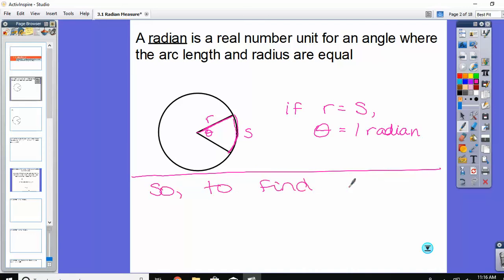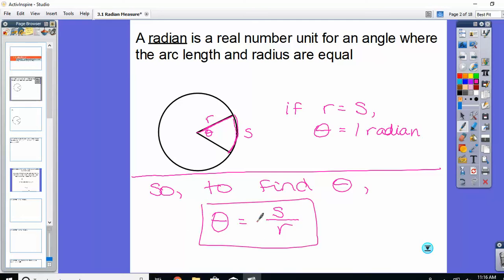So, to find your theta for any side, if I make this bigger, does the radius change if I make my angle bigger? No, but the arc length will grow, right? So to find the radian measure of the angle, you just do the arc length divided by the radius. So this is the formula that we are going to be using.